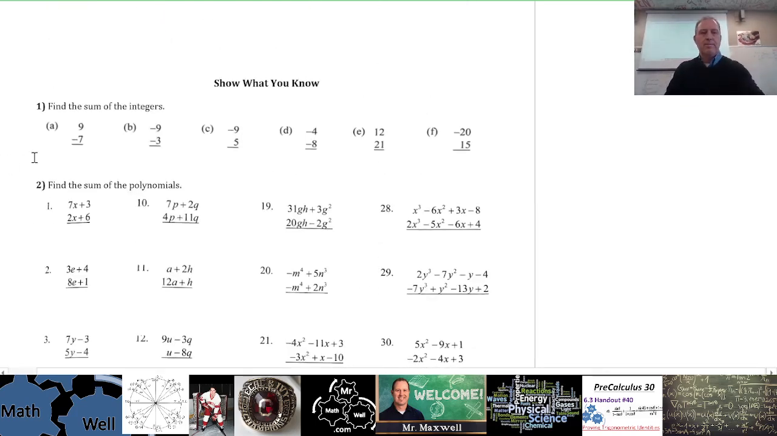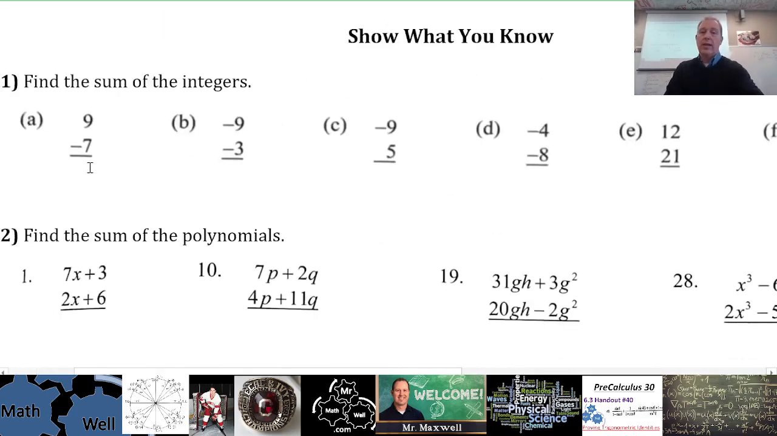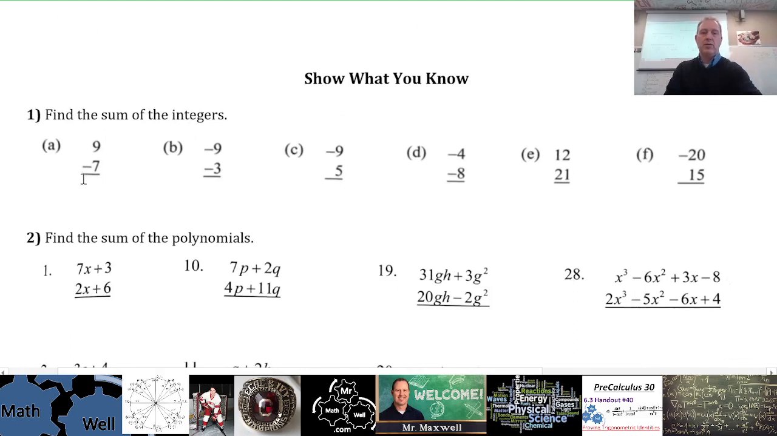So let's take a look. All right, sum of integers. Oh, look at that. I just mentioned that you need practice with this. So here we go. Let's get some practice. This is great. I'm just ahead of myself even. Okay, so 9 minus 7 is 2. Good. So I have 9. I take 7 away. I've got 2.